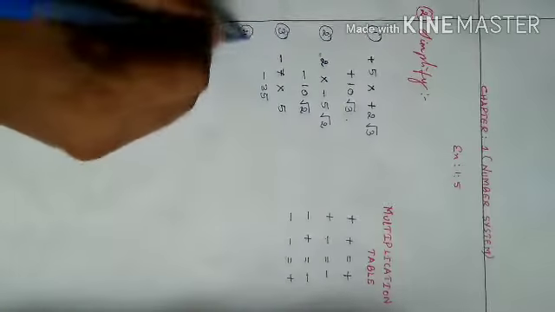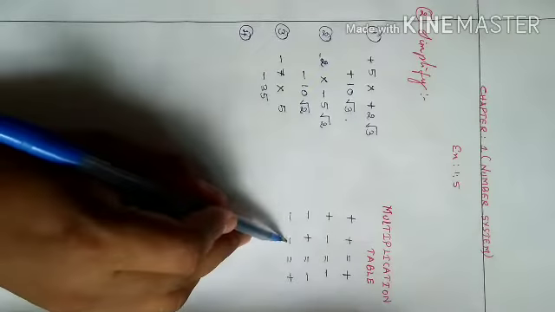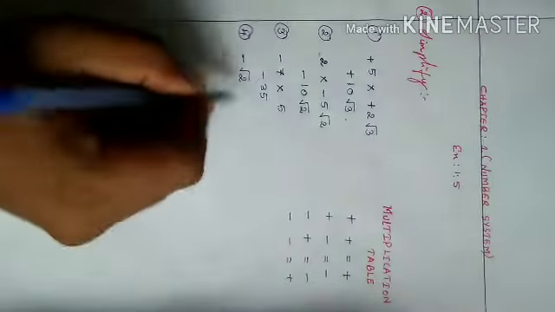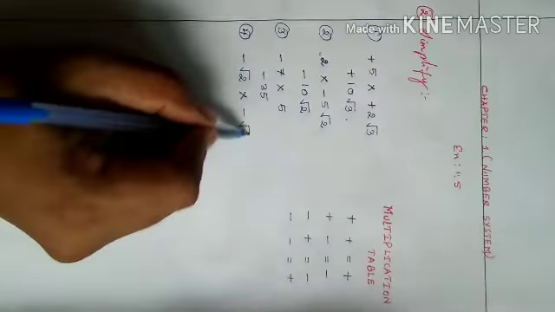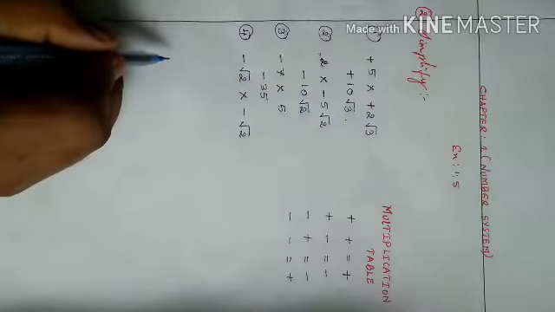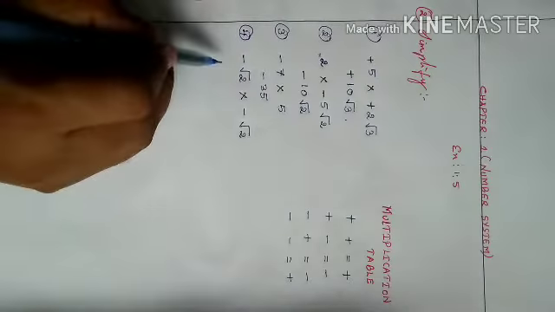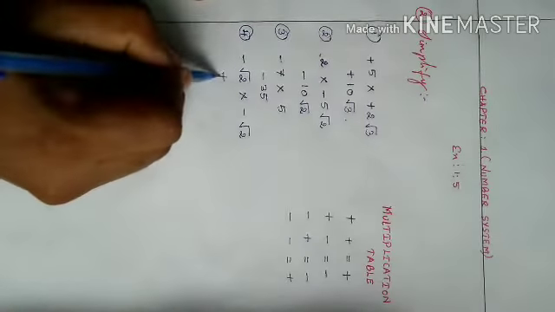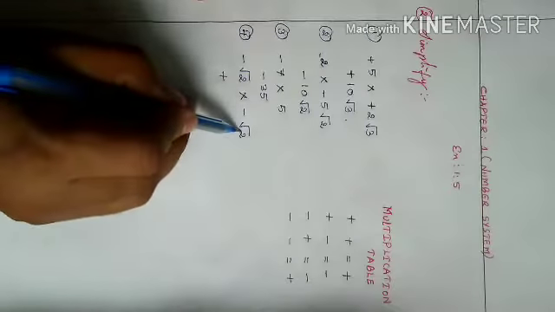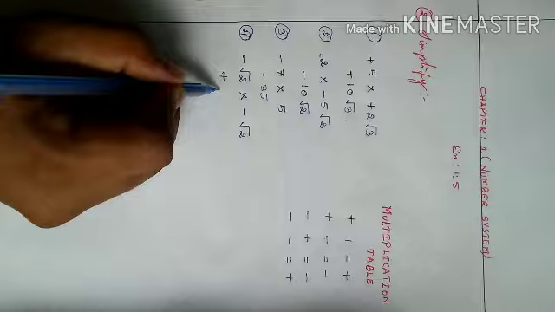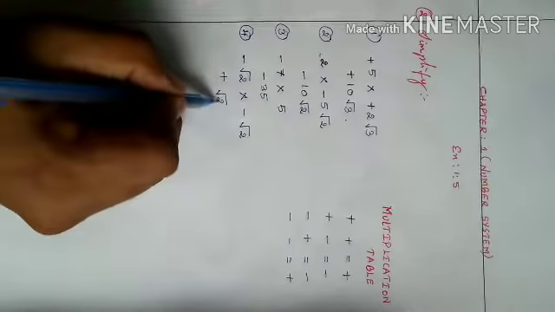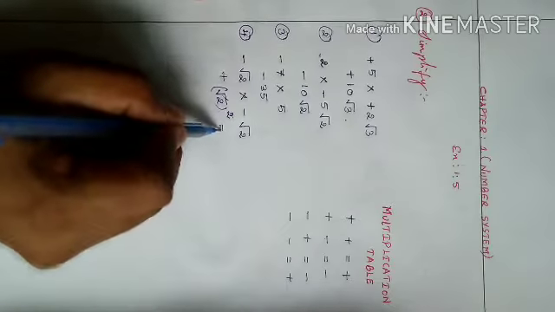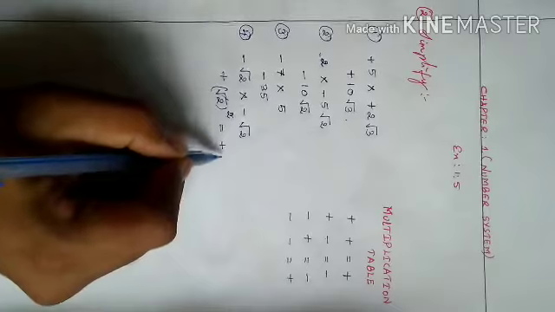Next one, at last, minus into minus. This will get plus. So minus root 2 into minus root 2. We'll write the answer: minus into minus, plus root 2 into root 2. How many times is root 2 there? 2 times, so we should write the power. The root and the square will cancel, and we will get plus 2.